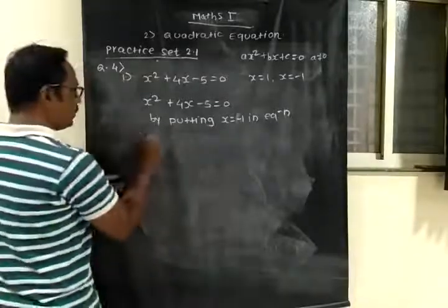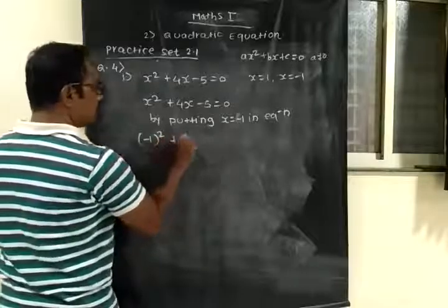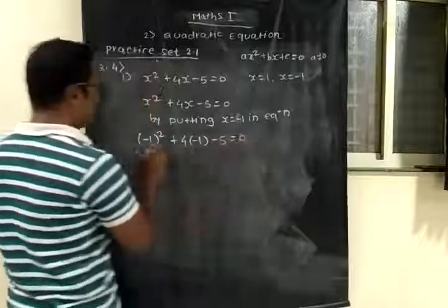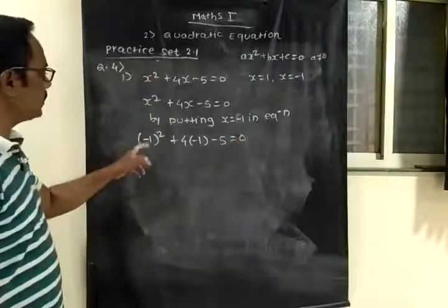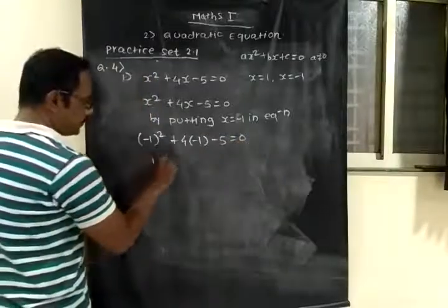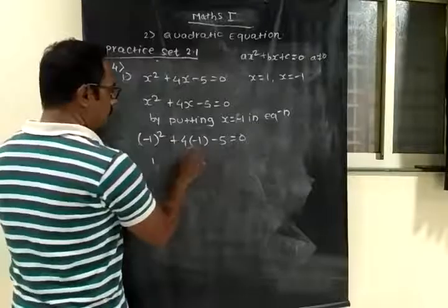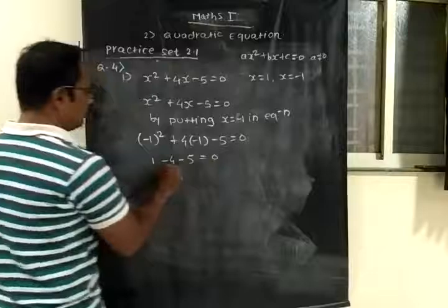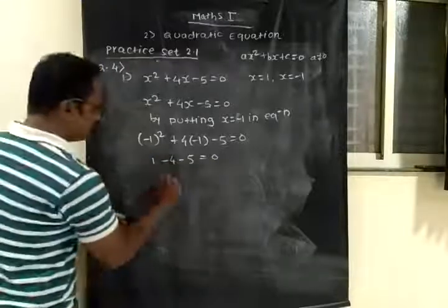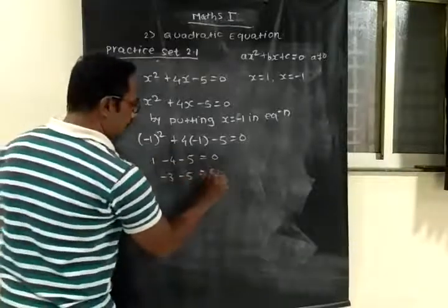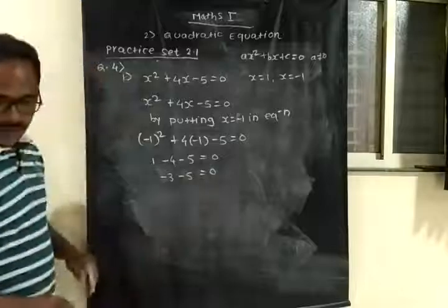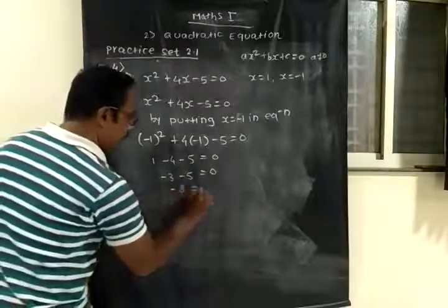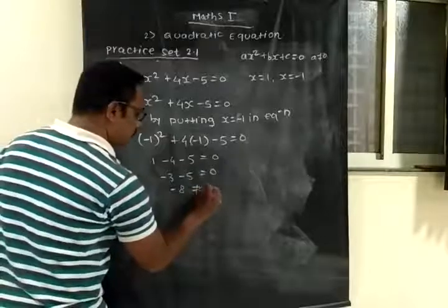So here (-1) square plus 4 times (-1) minus 5 is equal to 0. (-1) square means -1 into -1 is +1. 4 into -1 is -4. Minus 5 is equal to 0. 1 minus 4 minus 5, that is -3 minus 5, is equal to -8. That is not equal to 0.